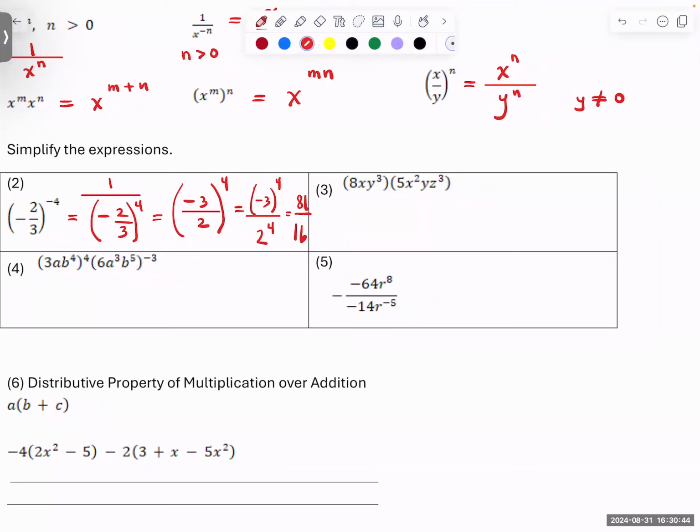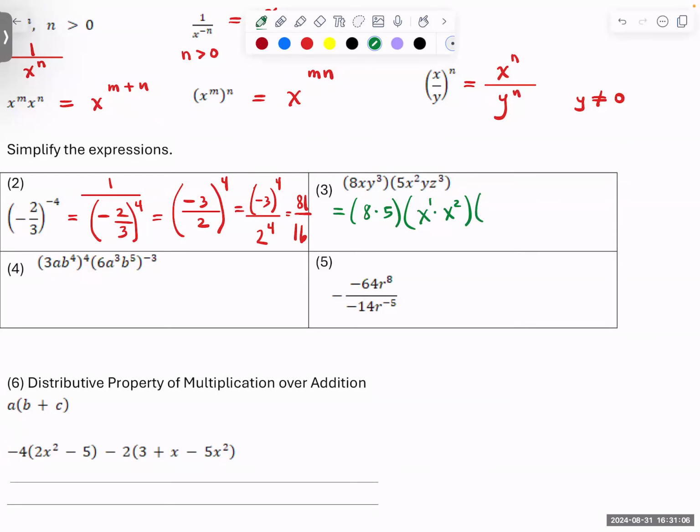Number 3. We'll multiply the coefficients first. That could be a mental step, 8 times 5. And then we'll group x to the first times x squared, and then add the exponents.